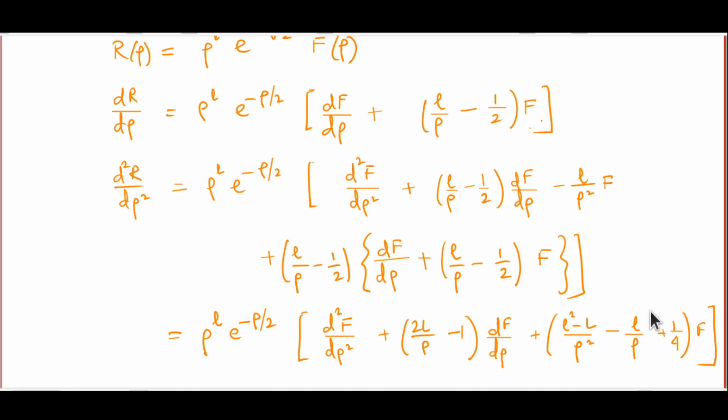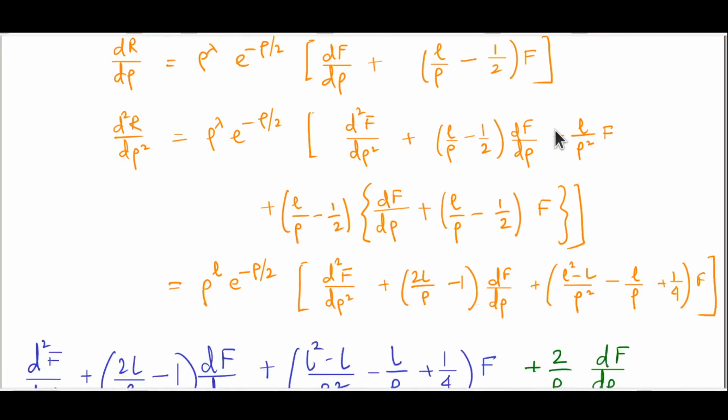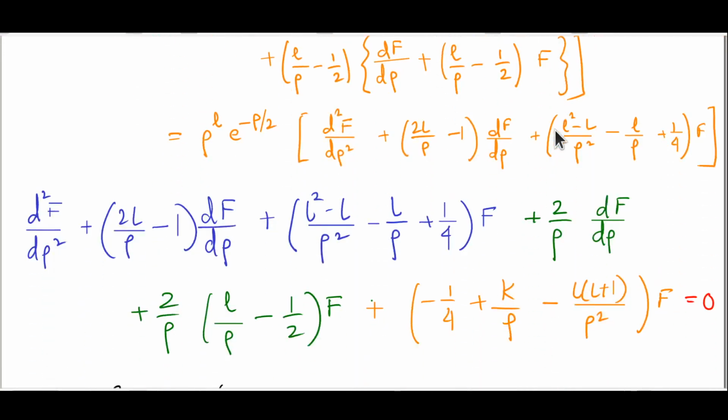Now this is only from the individual derivatives. When we put them all together and substitute in the original equation, this is what we are going to get. And if you do that and drop the factor rho to the L to the minus rho by 2, which is not 0 for any non-zero rho, cancel it out. You end up with these three terms.